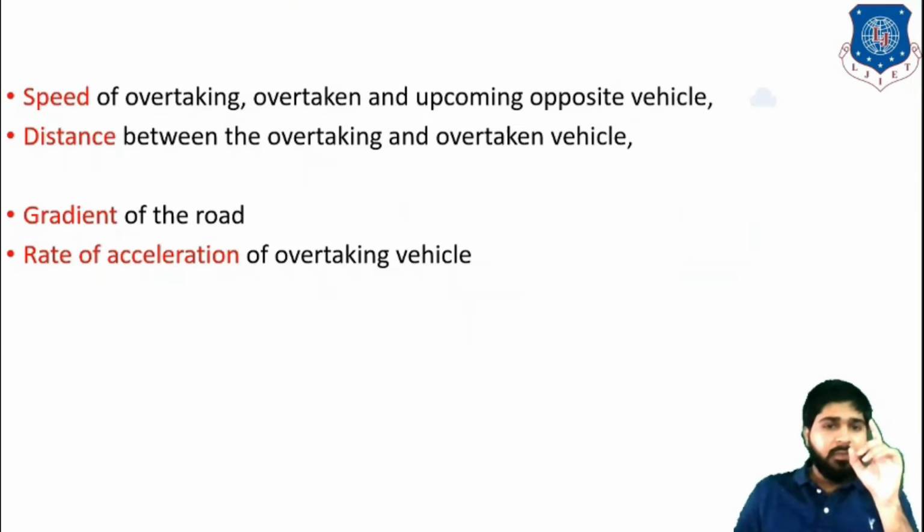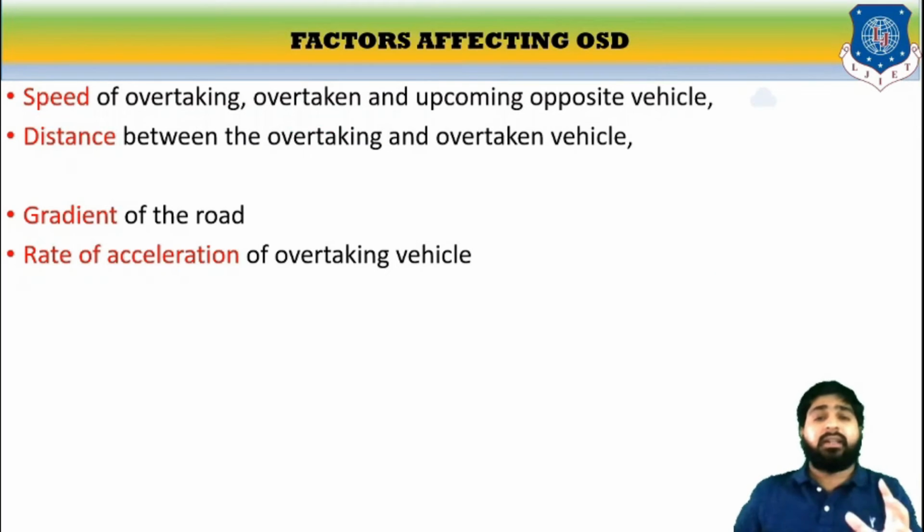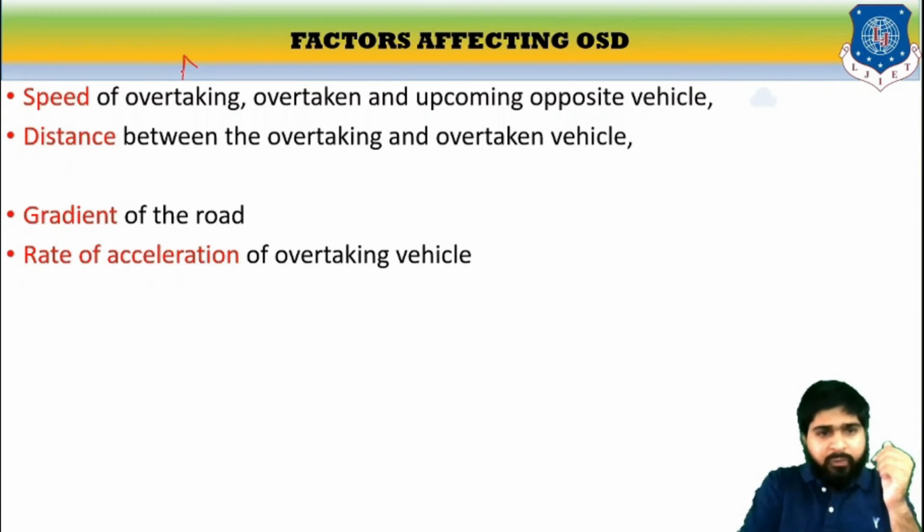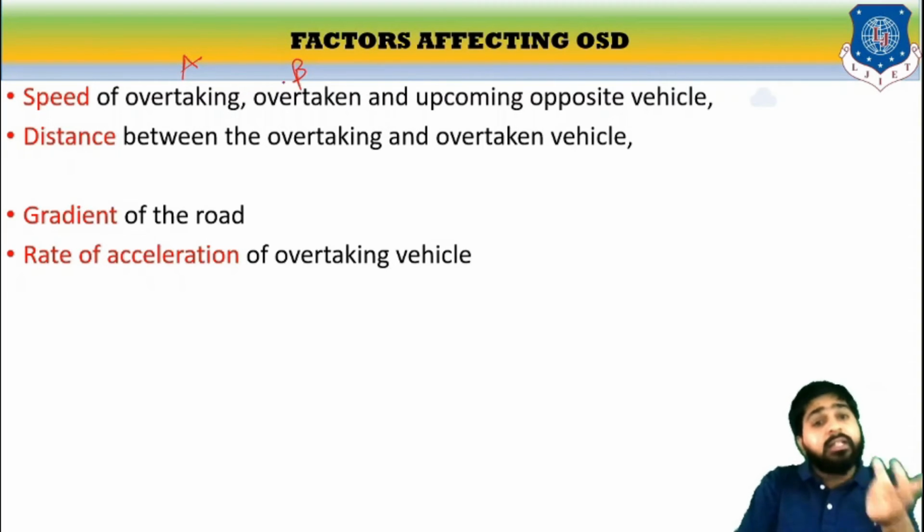Okay. Now, what are the factors that may affect this overtaking sight distance or the allocation of this overtaking sight distance? So, the speed of the overtaking vehicle, means the speed of A, the speed of the overtaken vehicle, means the speed of vehicle B, and the upcoming opposite vehicle, means the speed of C. The distance between the overtaking and overtaken vehicle means the distance between A and B.